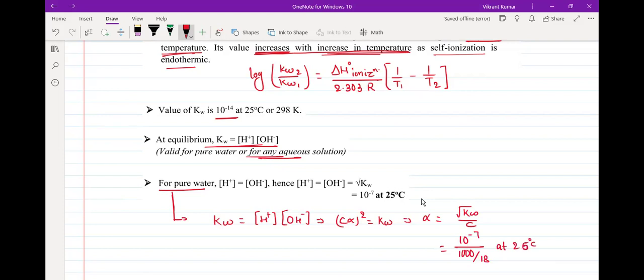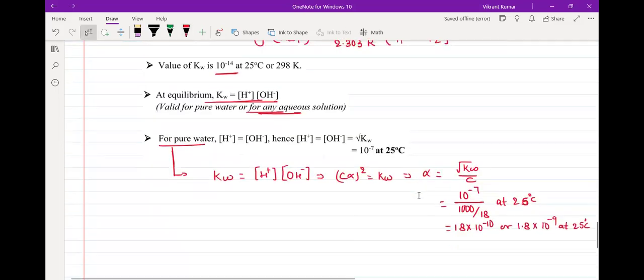Now I'm being specific with the number. Now this is 18 into 10 raised to minus 10, or we can write 1.8 into 10 raised to minus 9, but only at 25 degrees C. This is the value. Now see this number. What is this number telling? If I'm saying alpha is 18 into 10 raised to minus 10, or 1.8 into 10 raised to minus 9, then what does it mean?